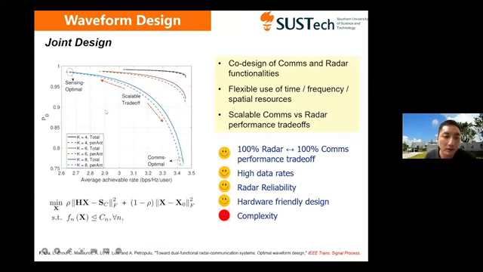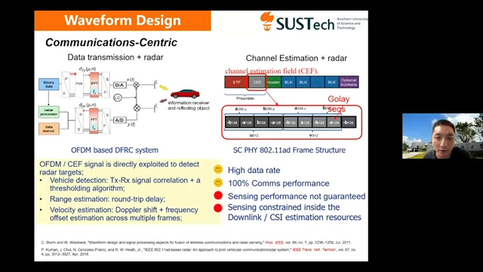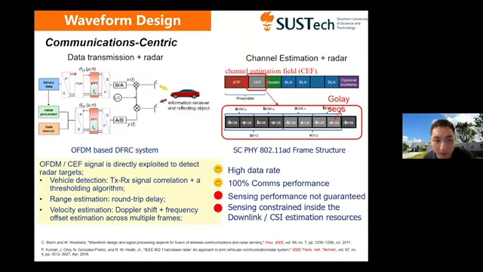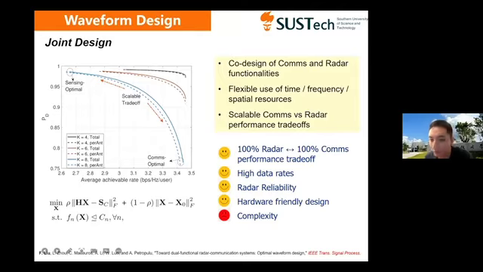And the sensing-centric and communication-centric designs are actually two endpoints on this trade-off design curve. And in this joint design, we can have high data rates, we can have radar reliability, but we may suffer from higher design complexity, because in the previous designs, we were all based on existing radar or communication waveforms. But here we need to design a new waveform from the ground up. Okay, so these are the three types of waveform design.